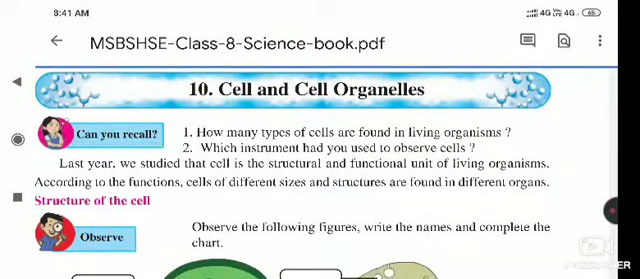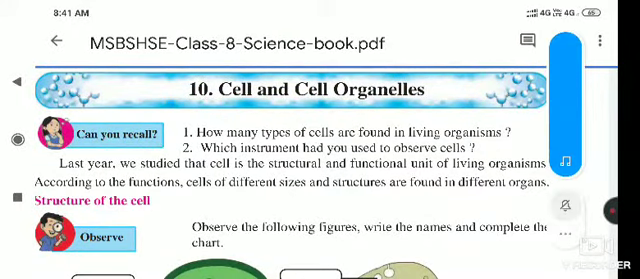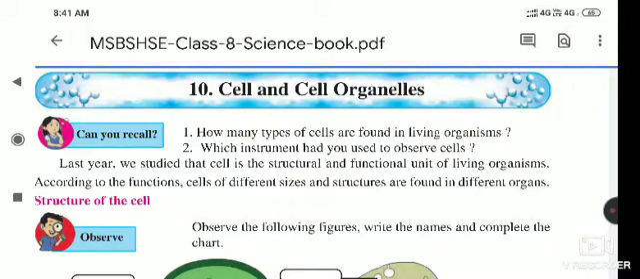Hello students, today we start lesson number 10, cell and cell organelles.